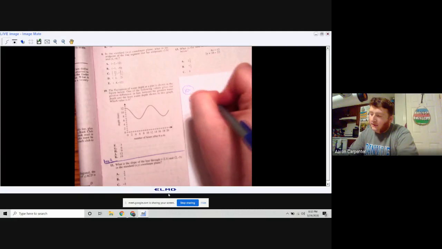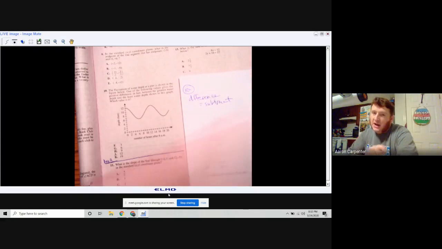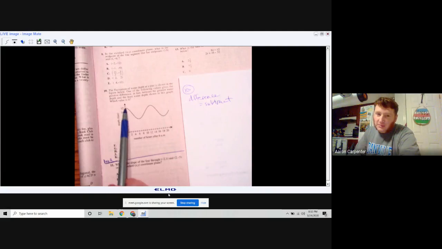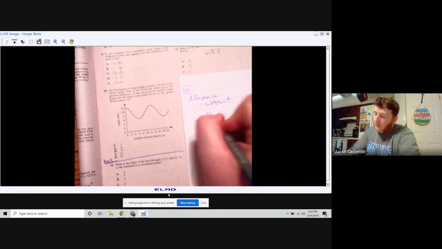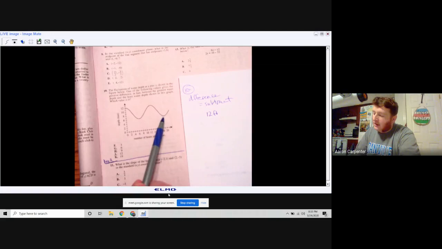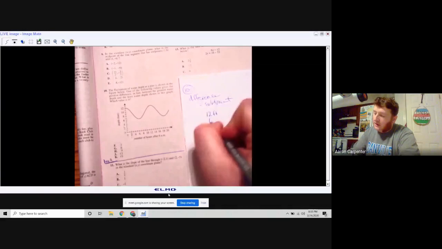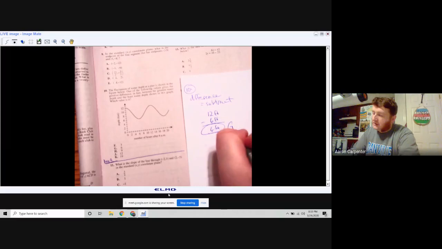And difference here is a key word. You're supposed to know that difference means that maybe you're going to end up doing some kind of subtraction. In feet between the greatest water depth and the least water depth shown in this graph, which value is it? Well, if you look, high tide, so to speak, lines up vertically with a depth of 12 feet. And low tide, so to speak, here and here, lines up with the depth of 6 feet. And if you subtract, that's a difference of 6 feet, which is choice G.